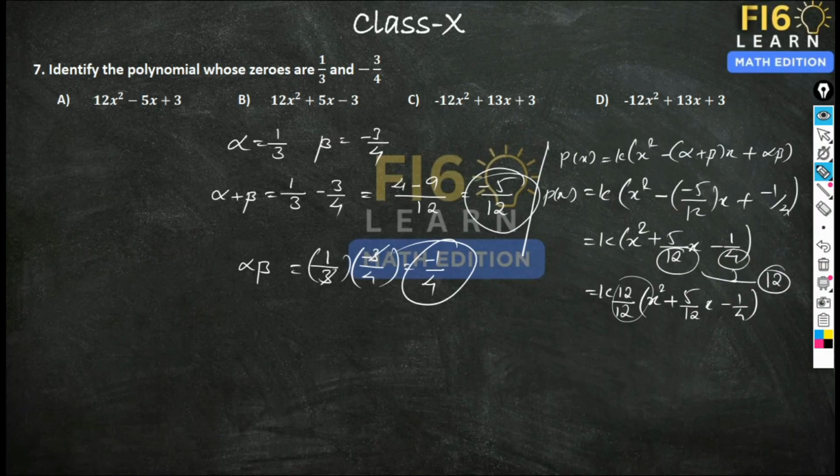Okay. Now we can take the 12 in the numerator inside the bracket and multiply each and every term inside the bracket. So we will get k into 1 by 12, 12 into x square will be 12x square, and we will get 5 into 12x by 12, and here minus 1 by 4 into 12. Now you can cancel the 12 with 12, and 4 3s are 12. Here you will have 3.